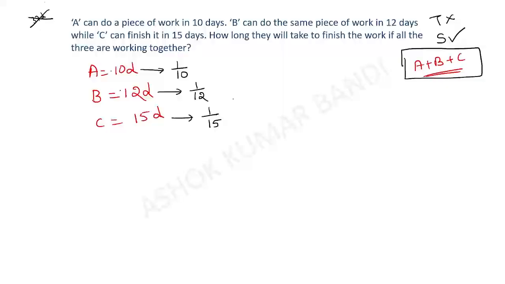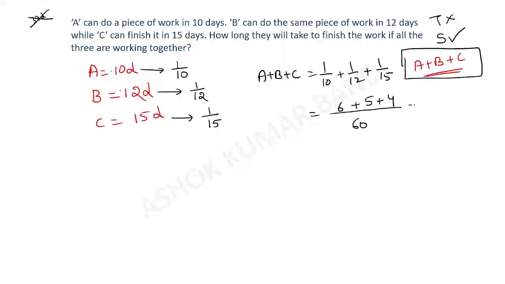So who is working here? A, B and C. When ABC are working together, you can add their speeds. This is going to be 1 by 10 plus 1 by 12 plus 1 by 15. Simply take the LCM and find the combined speed. This is going to be 60, with 6 times, 5 times and 4 times. So this is going to be 15 by 60, which is equal to 1 by 4. That means the combined speed of ABC is 1 by 4.